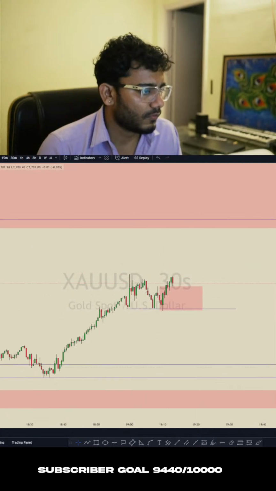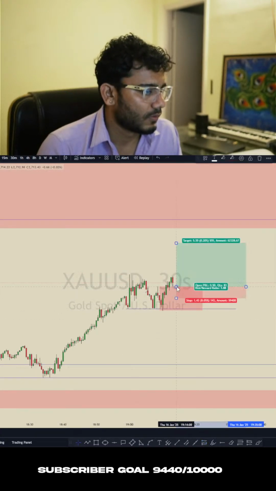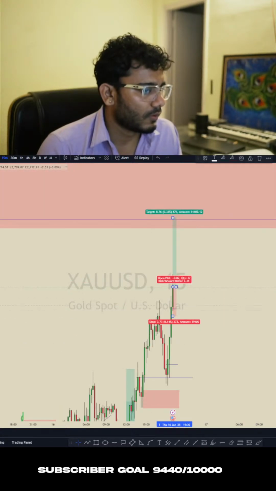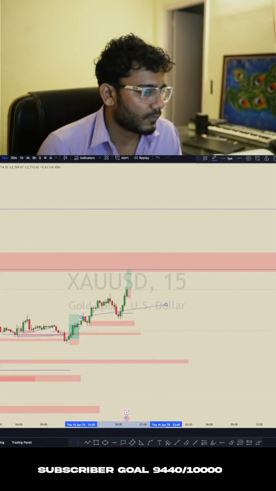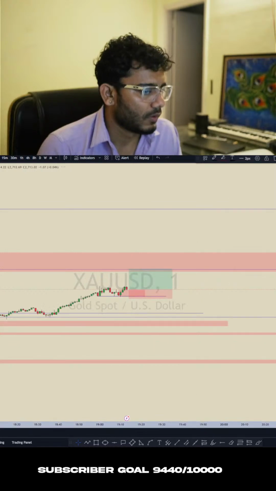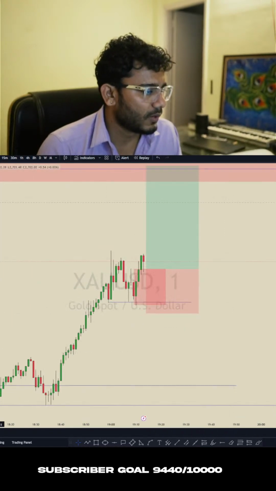So it will be around right. I think we have some demands on the left side. Let's see. Yes. But the stop loss is too big for the 1 minute.